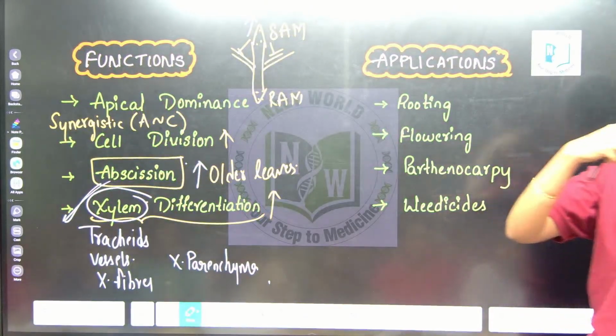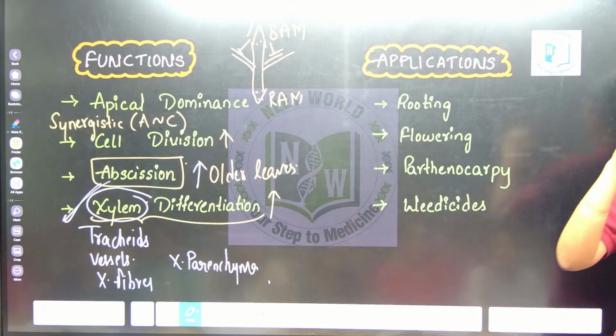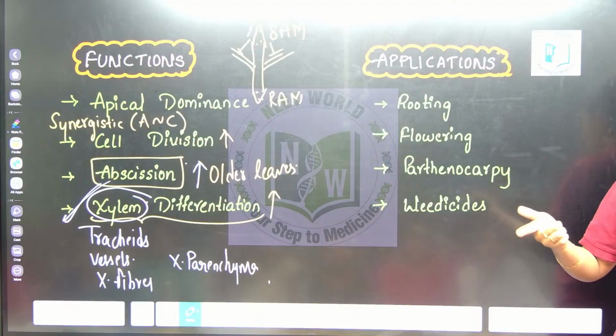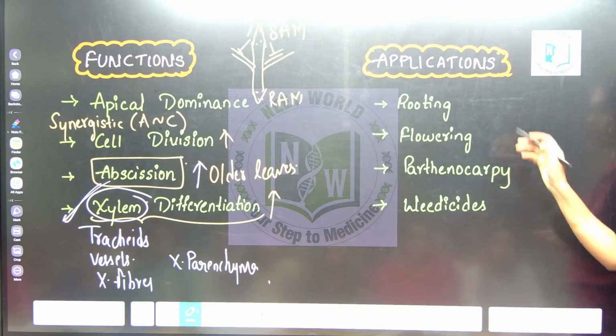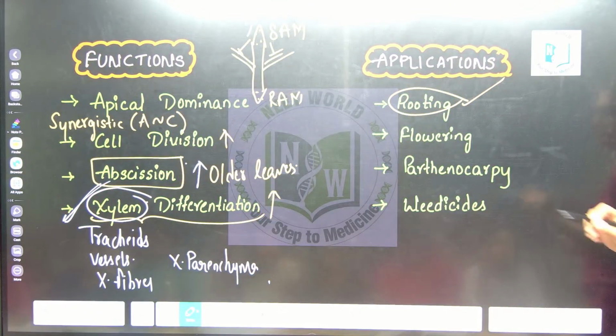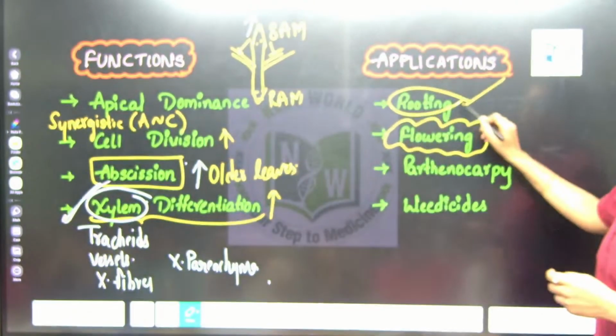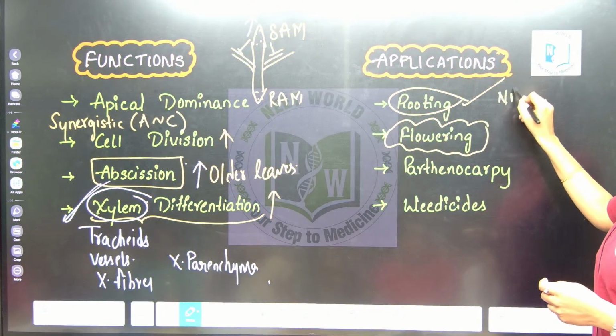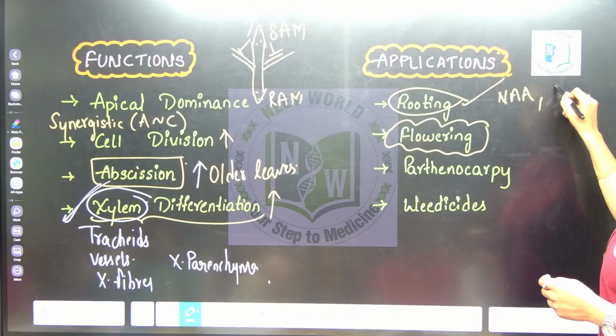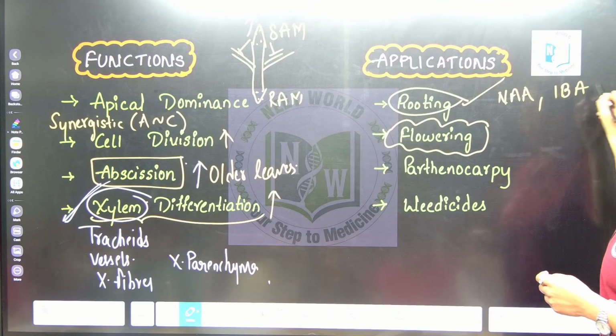For example, you have cut some stems. To promote rooting in the stem cutting regions, that is to promote adventitious root formation over the stem cutting regions, auxin will promote that. Next is flowering. Rooting is promoted by naphthalene acetic acid and indole butyric acid.